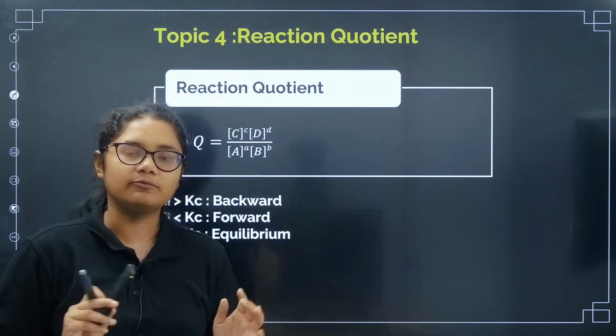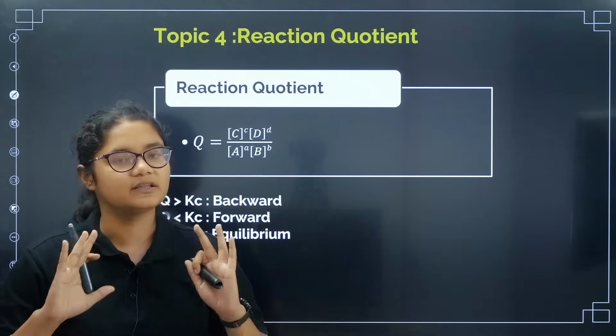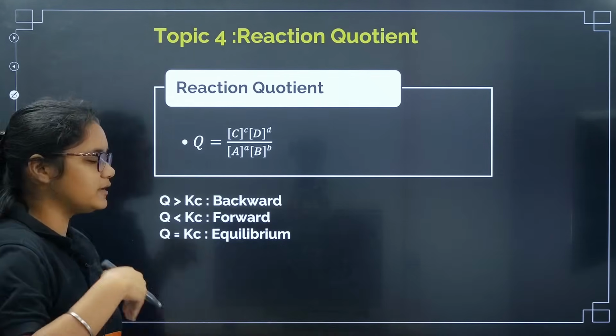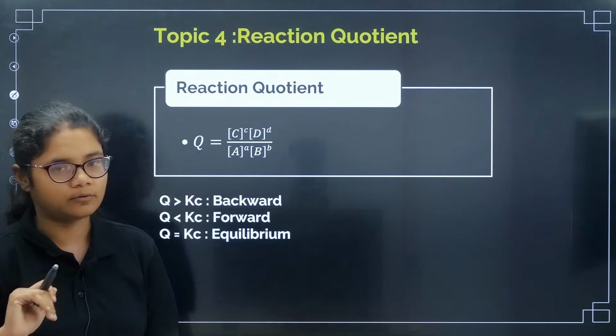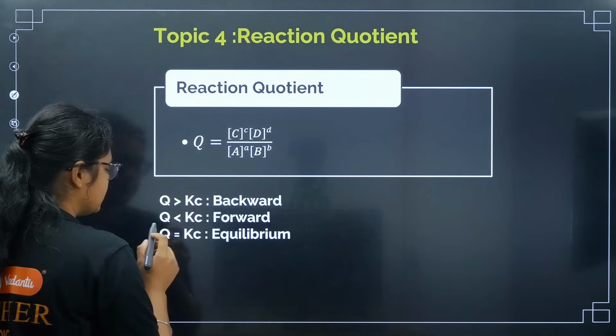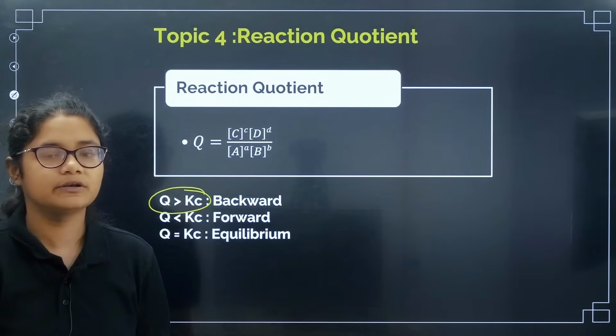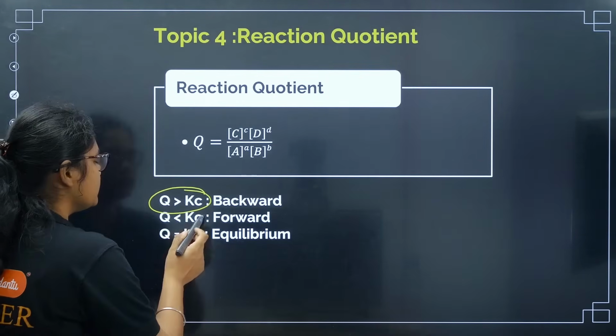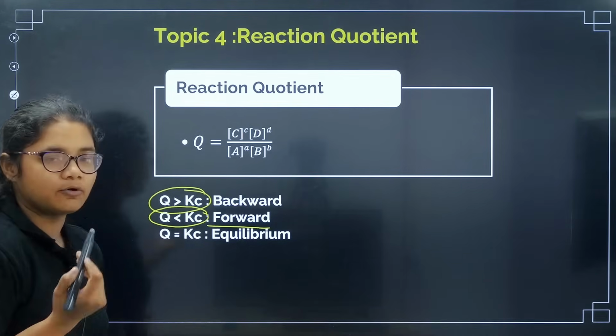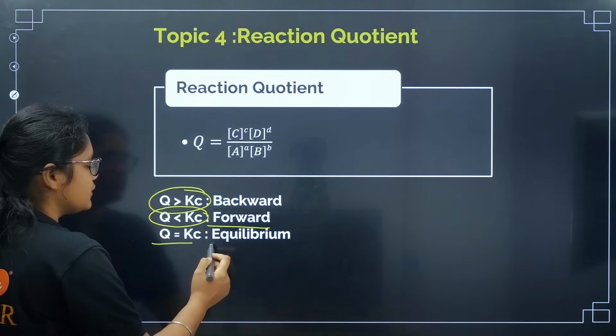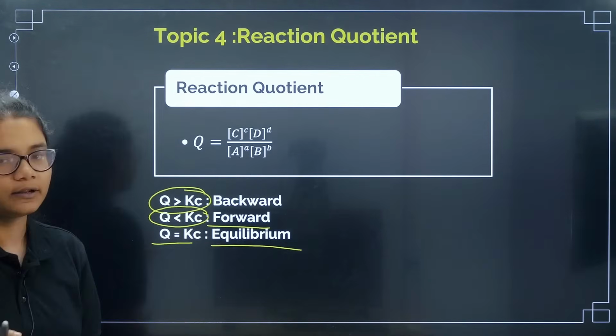Okay, at any time you have taken the concentrations and you have measured the ratio, then how can you tell whether the reaction will go forward, backward, or is at equilibrium? So, we have a condition for that. If the reaction quotient Q is greater than K, then the reaction will go in the backward direction. If Q is less than K, then the reaction will go in the forward direction. And if Q is equal to Kc, then the reaction is already at equilibrium.